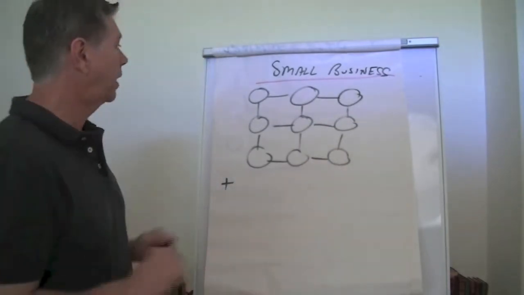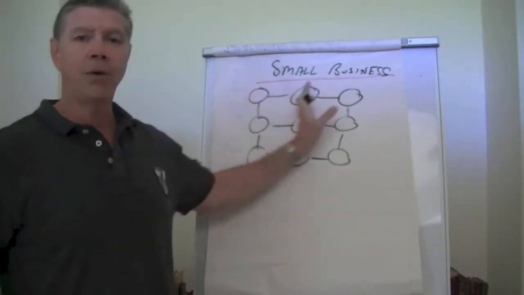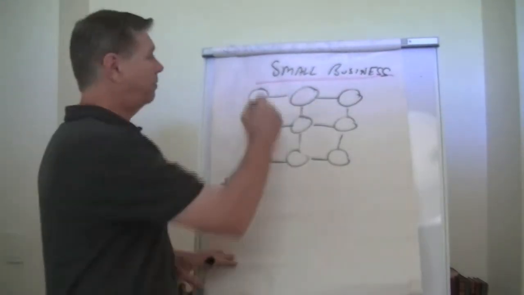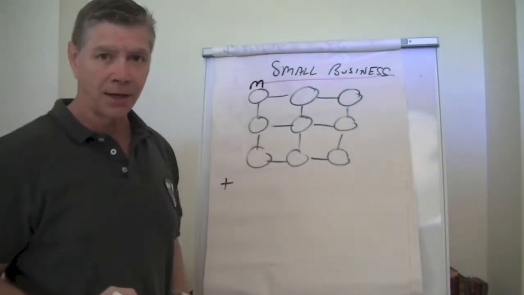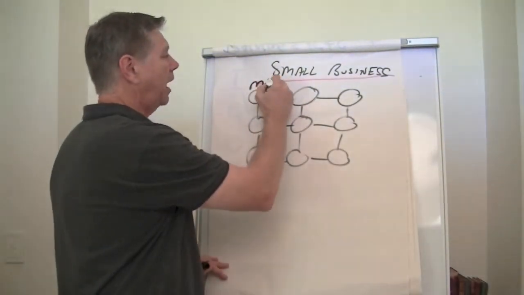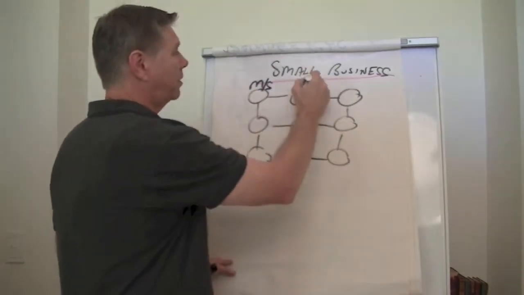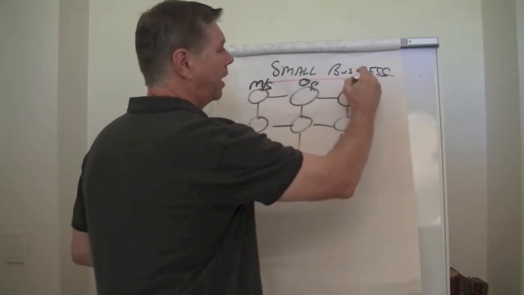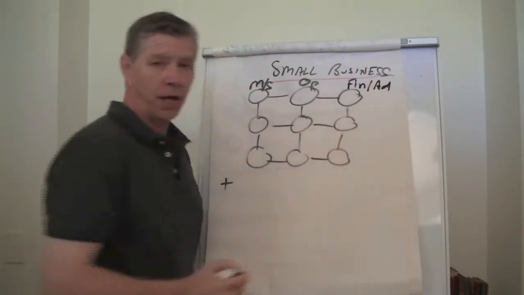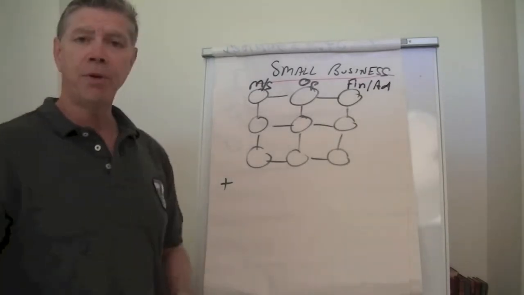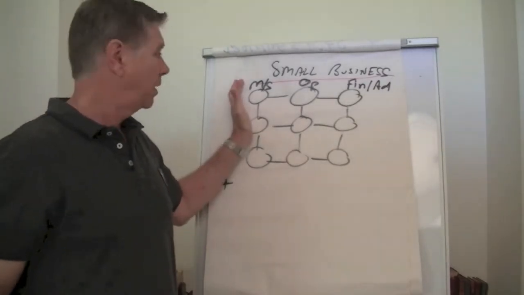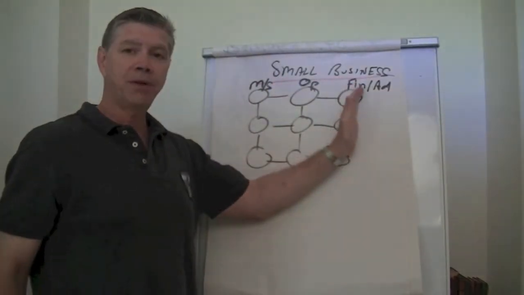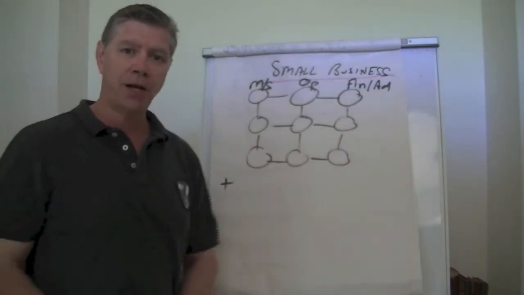And what we're talking about here are the three areas of a business in terms of its function. Okay, now follow me here. The first area is marketing. Okay, we call this marketing and sales. The second area of a business is operations. Okay, and the third area is finance and administration. Okay, every business has a marketing function. Every business has an operational function. Yeah, and every business has a financial and administrative function.